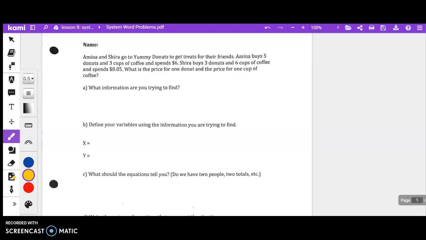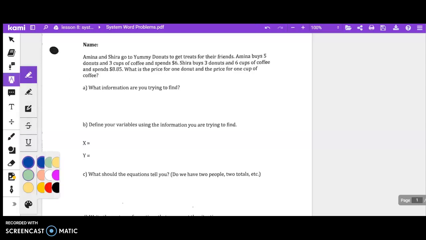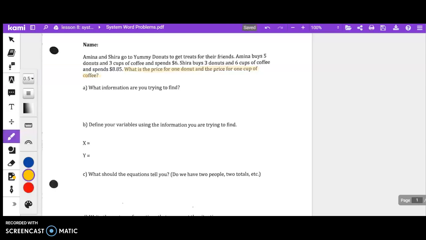So like I said, what we're going to do is focus on writing an equation from this information. So we always want to think first, what are we trying to find? Typically near the end, they're always going to have some kind of question or what they're looking for. So in this case, they're asking what the price is for 1 donut and the price of 1 cup of coffee. So we can say that we're searching for the price of 1 donut and the price of 1 cup of coffee.